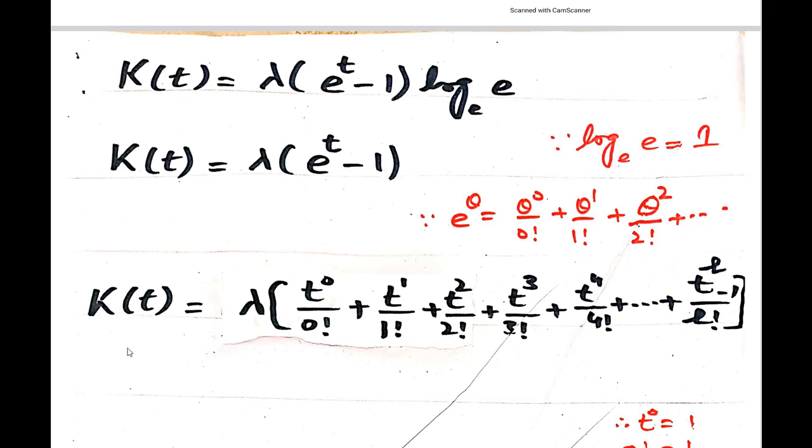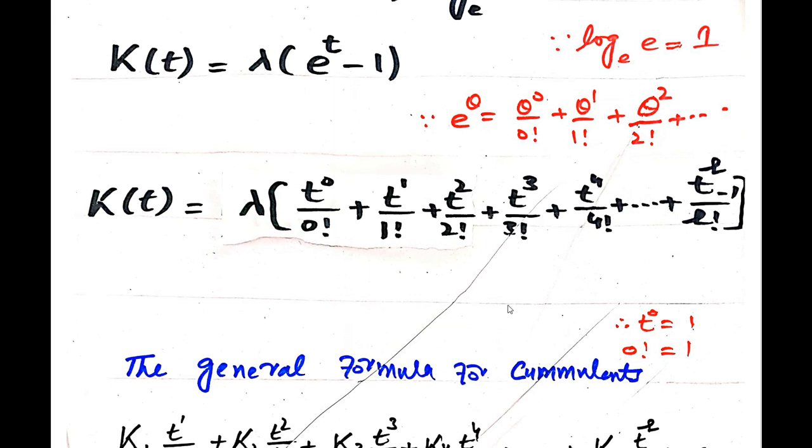This one minus 1. So t power 0 is equal to 1. Any number, for example, you have number 2, 2 power 0 is equal to 1. So any number to the power 0 is equal to 1. 0 factorial is also equal to 1. So the general formula for cumulant is, so we have here 1 plus t power 1 over 1 factorial plus t square over 2 factorial and so on, t power r over r factorial, minus 1.